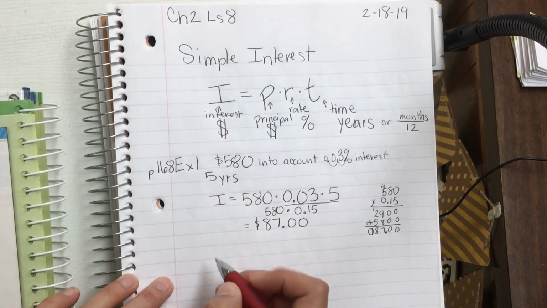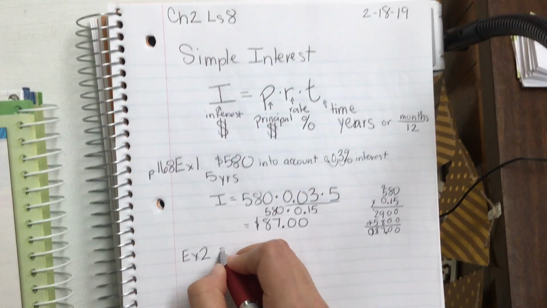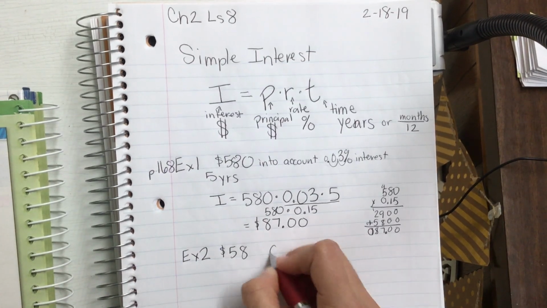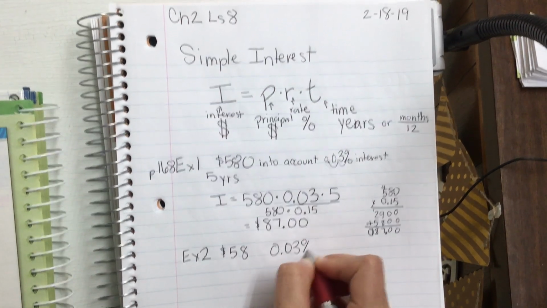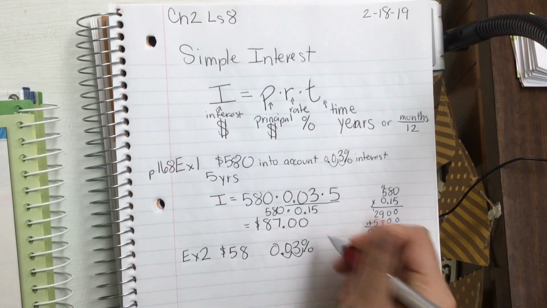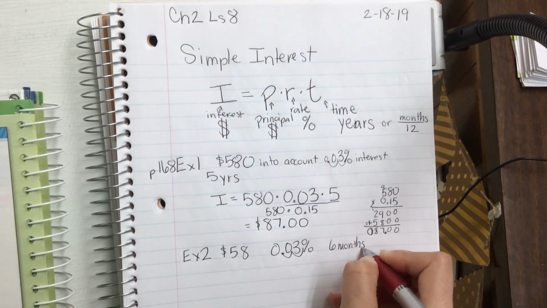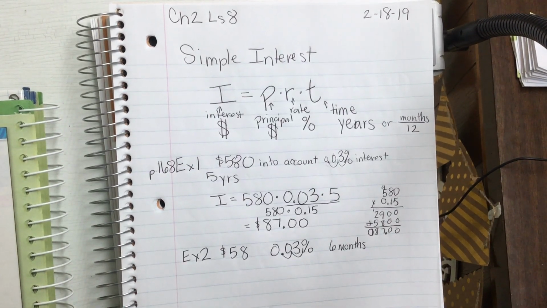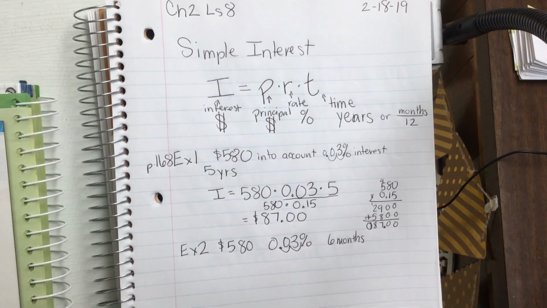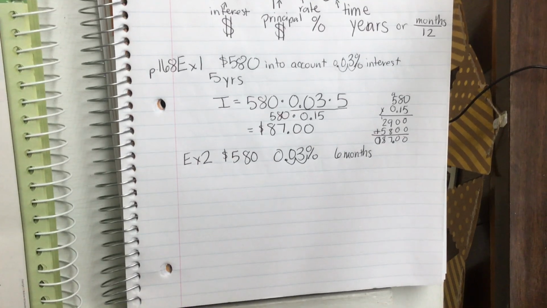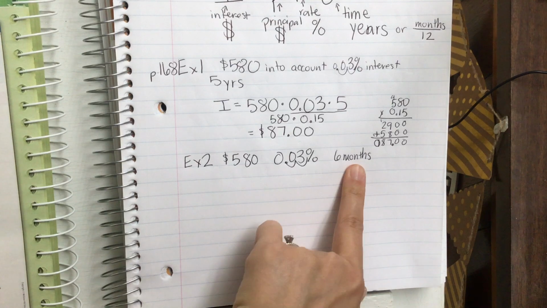All right, example 2 is using the same $580 with 3% interest. So we move that decimal, make it that. And then it's talking about now for 6 months. The same $580, the same 3% interest. Remember to Dr. Pepper it. And we're talking about 6 months now.